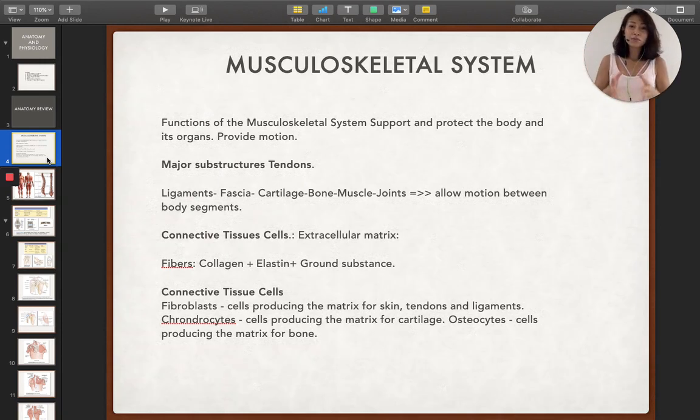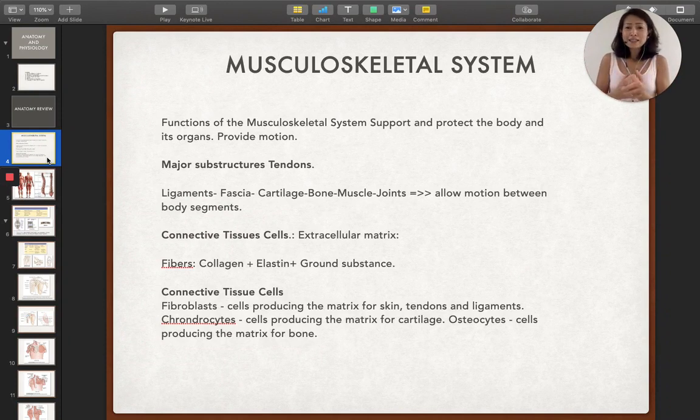The major substructures of the musculoskeletal system are the tendons and the fascias. Yes, some of you have heard of this, correct? Without those things, we cannot really move or order our bodies to function. It must be something that connects our muscles and skeleton together, right? Yes, and that's fascia and also the structures of tendons.